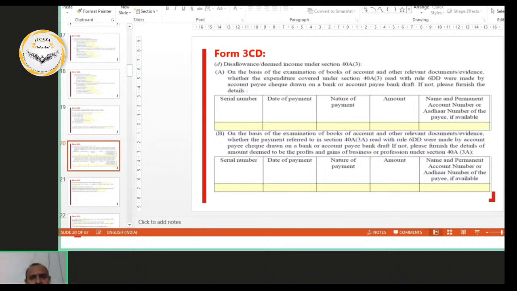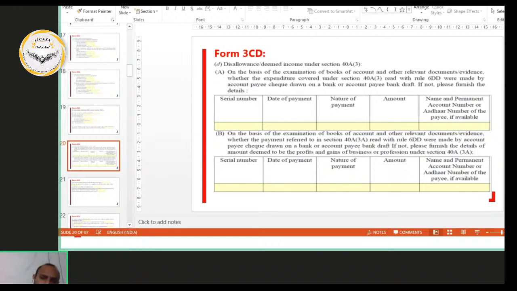Please furnish the details of amounts debited to P&L account. A. Amounts inadmissible. Then C. Amount debited to P&L account being salary, etc. Disallowance. Then E. Particulars of any liability of a contingent nature. So if any contingent liability is there, just report here. You need not qualify whether it is allowed, not allowed, routed in P&L, etc. Particulars of contingent liability, that's it.